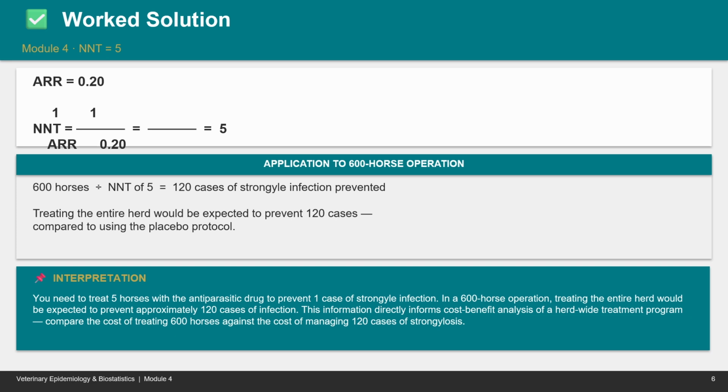Now scale that up. In a 600-horse operation, treating the entire herd would be expected to prevent approximately 120 cases of infection. That's a number a farm manager can work with. They can compare the cost of treating 600 horses against the cost of managing 120 cases of strongylosis, including veterinary care, lost performance, and potential mortality. NNT makes the math real.